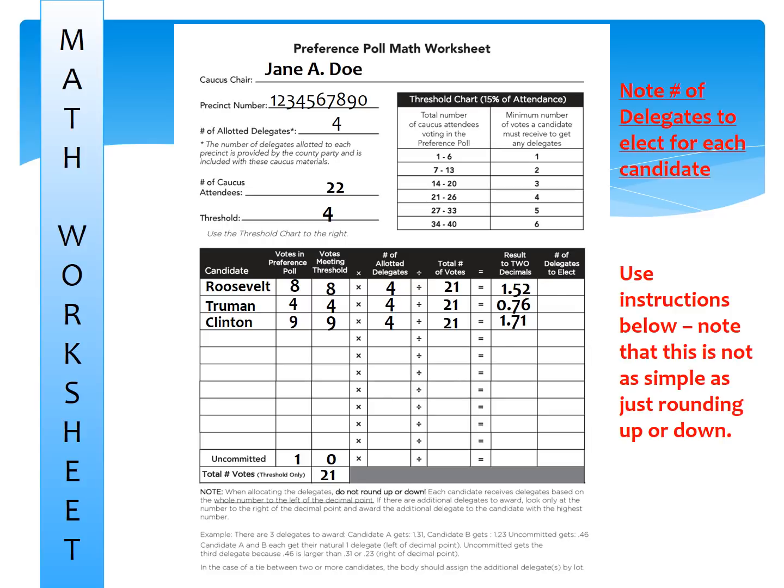Now it is time to note the number of delegates to elect for each candidate. This is filling out the column at the far right side of the math worksheet. You do that using the instructions at the bottom of the page. Please note that this is not as simple as just rounding up or down. If you did that in the current example, you would end up with 5 delegates, but this precinct is only entitled to 4 delegates. So let's look at the math.